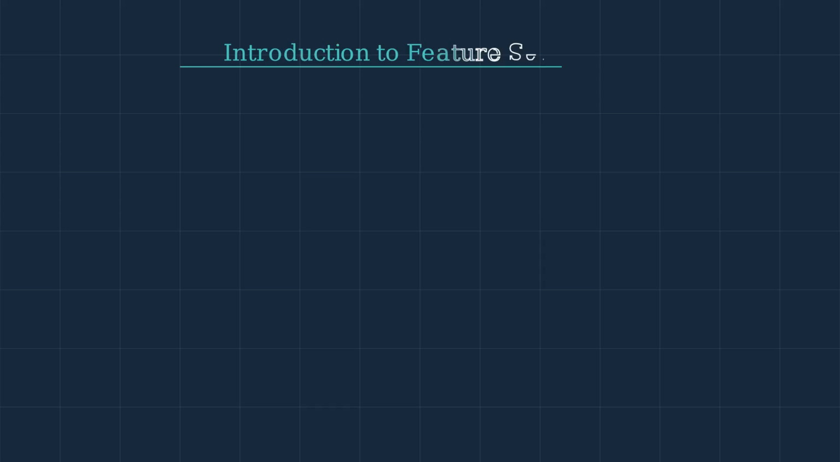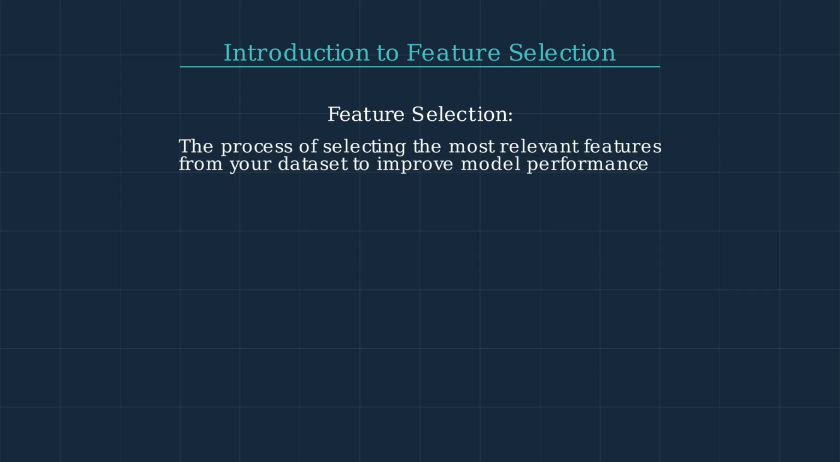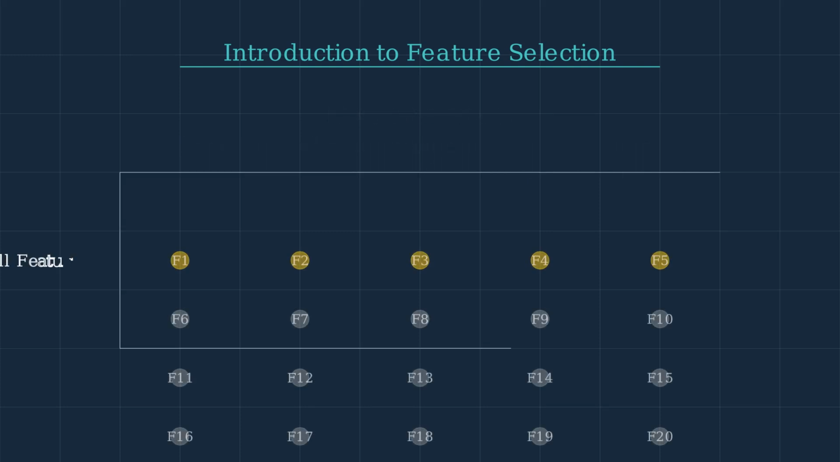Welcome to our exploration of feature selection methods in machine learning. Feature selection is the process of identifying and selecting the most relevant features from your dataset to build better machine learning models. In real-world machine learning problems, datasets often contain many features, but not all of them are equally important. Feature selection helps identify which features are most relevant, eliminating noise and redundancy from your model.